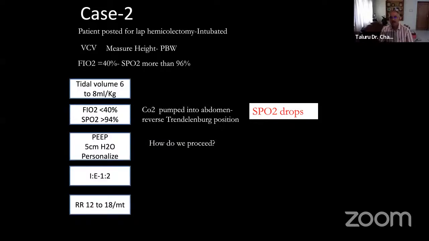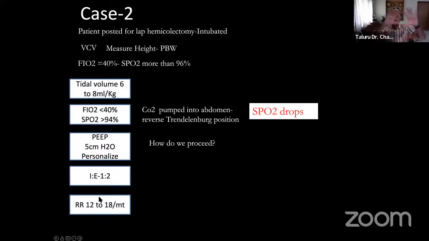Now carbon dioxide is pumped into the abdomen, reverse Trendelenburg position done, SpO2 drops. My peak pressure now goes up from 15, 16 to 22. What do I do? How do I proceed? What is the problem? Peak pressures go up, my plateau also goes up. So is it a lung problem or a chest wall problem? Yes, it's a chest wall problem, isn't it?